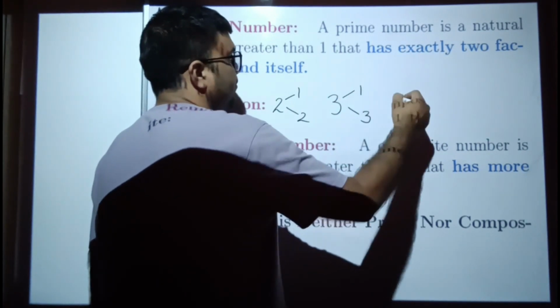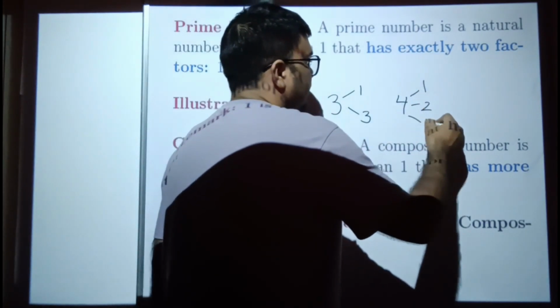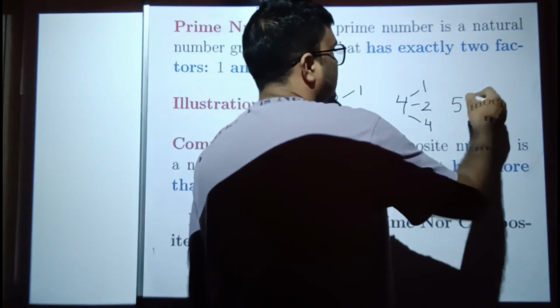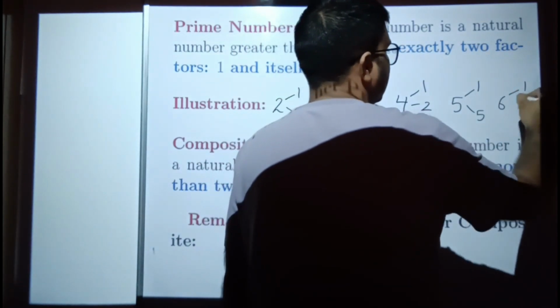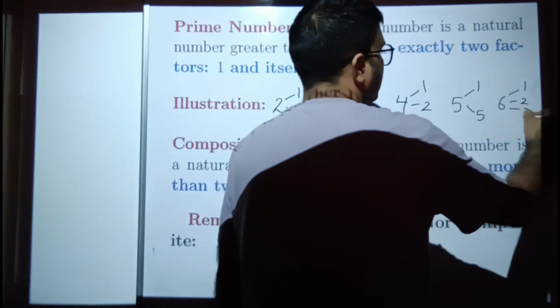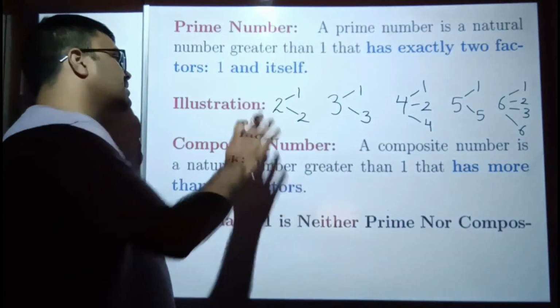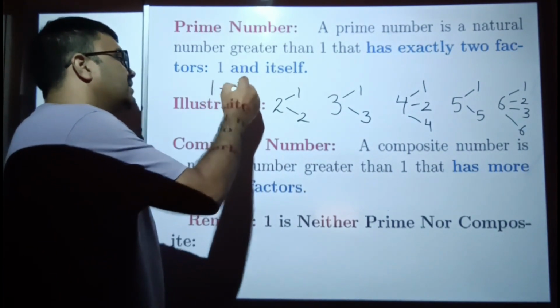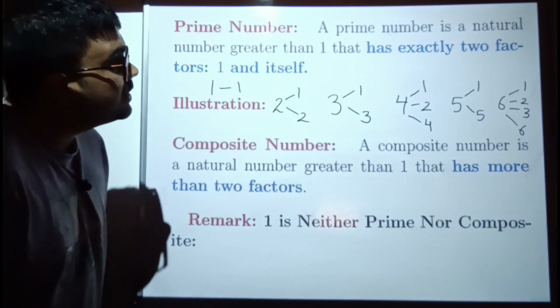If I am talking about the number 4, the factors are 1, 2 and 4. If I am talking about the number 5, the factors are 1 and 5. If I am talking about the number 6, the factors are 1, 2, 3 and 6. If I am talking about the number 1, the only factor is 1. Look at these numbers.